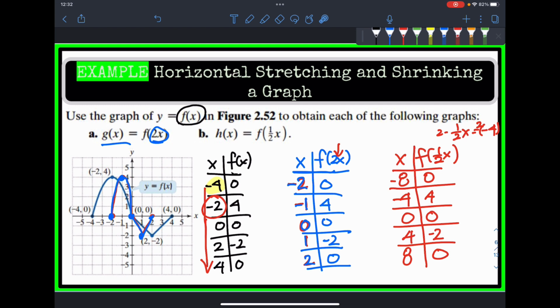So look at how that's going to look when we stretch this out. We have a point at -8, 0, which is somewhere out here. Our -4, 4, our 0, 0, our 4, -2, and our 8, 0, which again is going to be out on the outside. Look how this has been stretched horizontally.